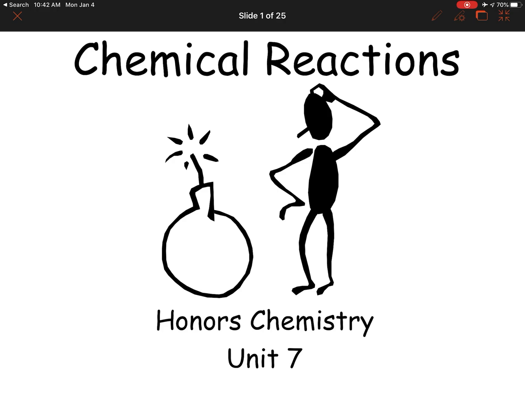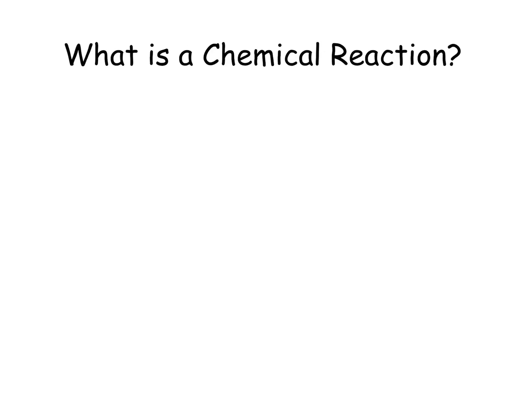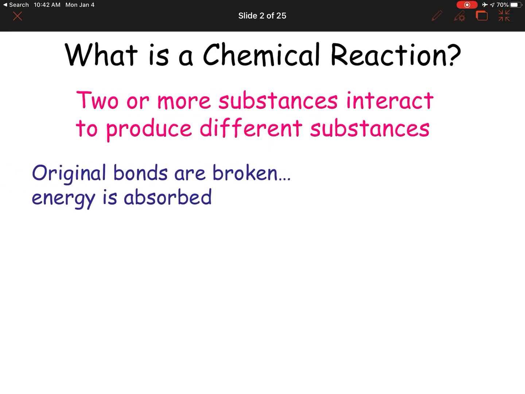All right, welcome to chemical reactions. This is just kind of an introduction. So first of all, what is a chemical reaction? Chemical reactions are when two or more substances interact in order to produce things that are different. In your chemical reaction, we start off with original bonds and they are broken. And to break your bond, you need to take in energy, absorbed.